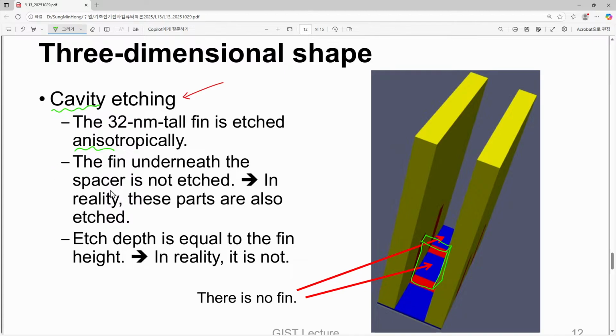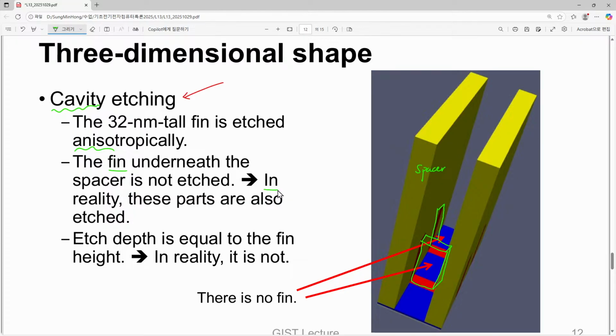And we have also made another simplification, the fin underneath the spacer. Here you can see the fin. Since this is protected by our spacer, if we just perform perfectly anisotropic etching, of course, this fin underneath the spacer can be saved from this etching process.